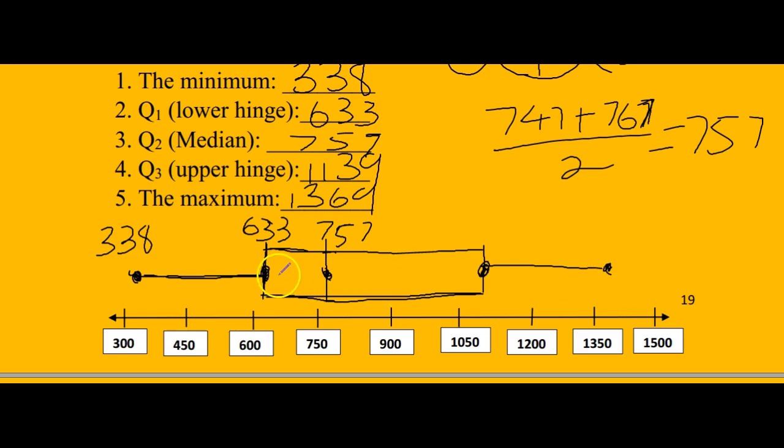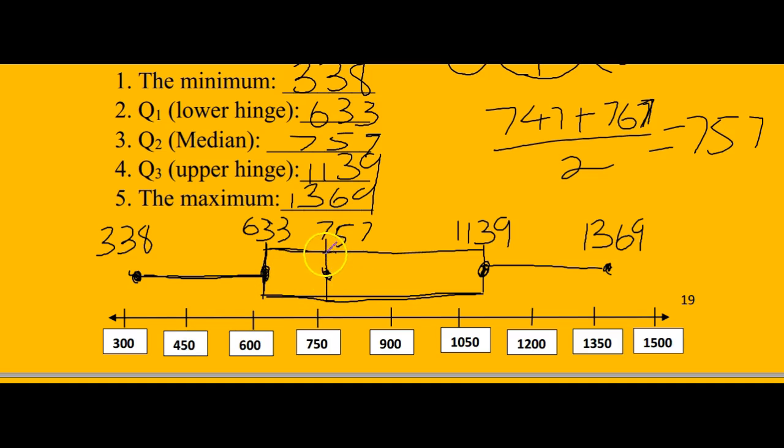1, 2, 3, 4, 5. Since the number is not on the line, we write it on top there to identify exactly what number that is. And the lower one, this one is 1139. Okay, that's our box and whisker plot and the 5 summary values. The 5 summary values are shown.